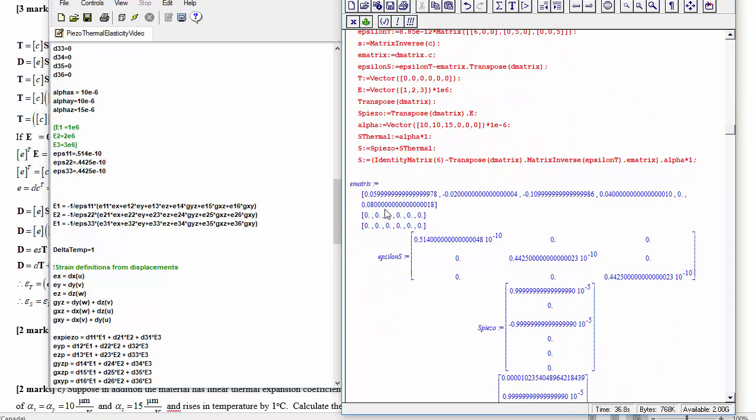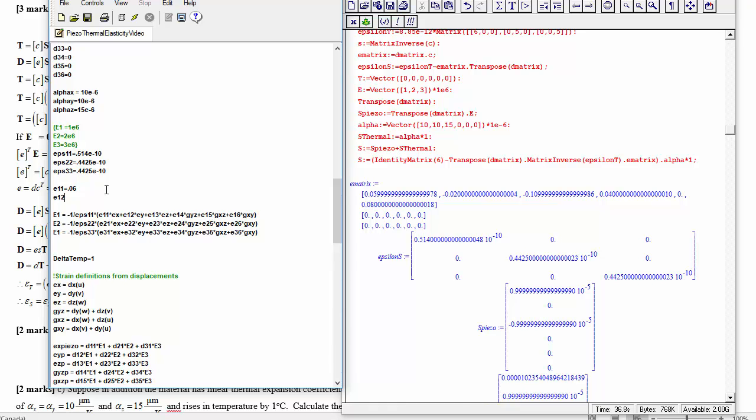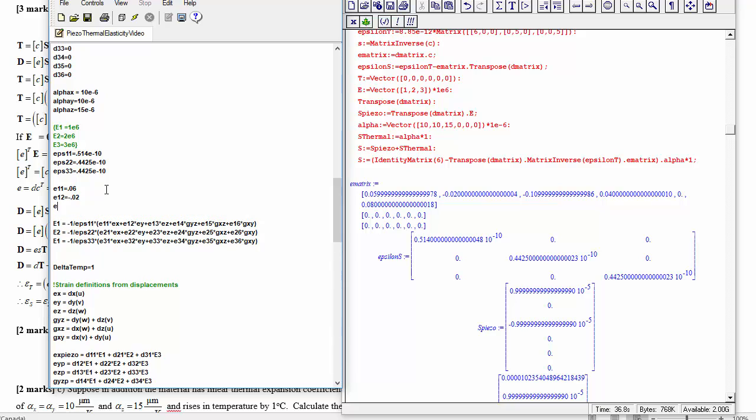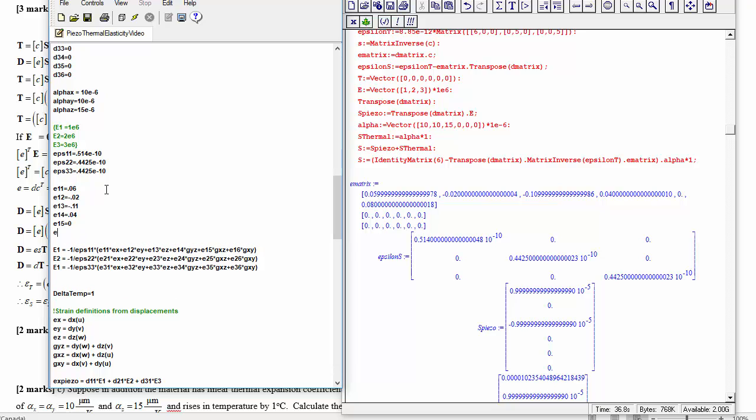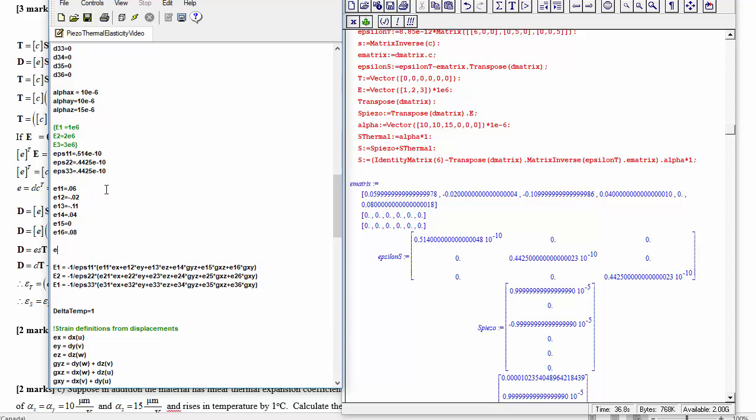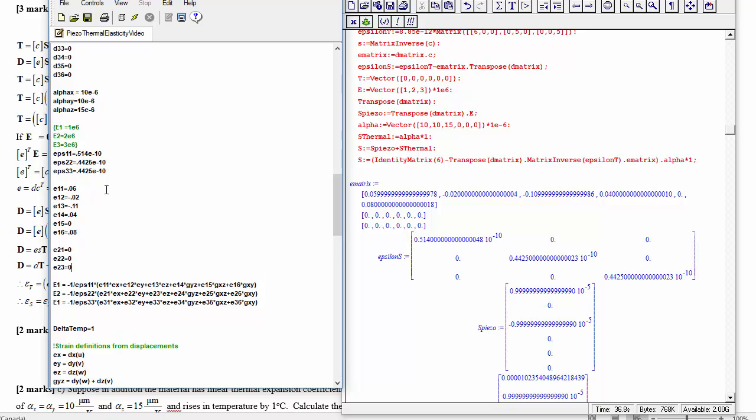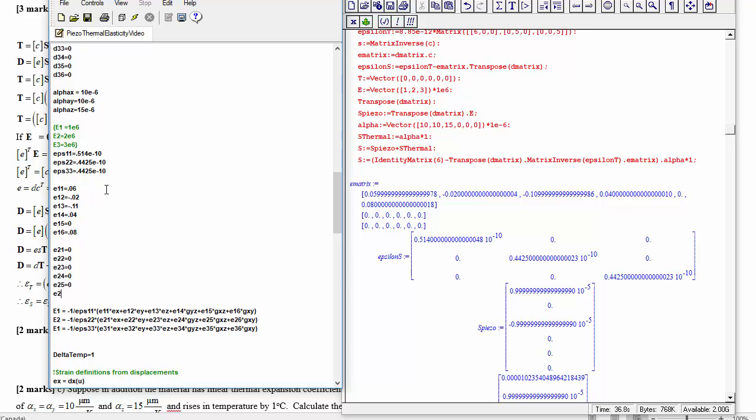And the E matrix, fortunately, has a bunch of zeros in it. E11 is 0.06, and it's also in units that are near unity. So that's kind of nice. E12 is negative 0.02. E13 is negative 0.11. E14 is 0.04. E15 is 0. And E16 is 0.08. The rest of the E components are just 0. So what I'm doing is just reading off the E matrix that we reported in Maple over here and typing those out.